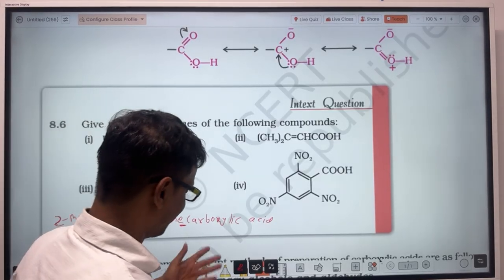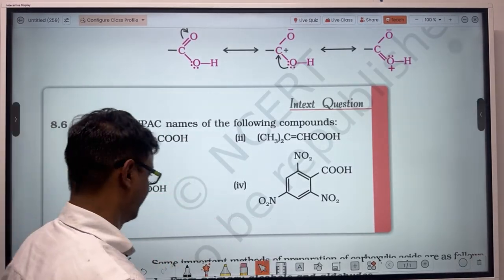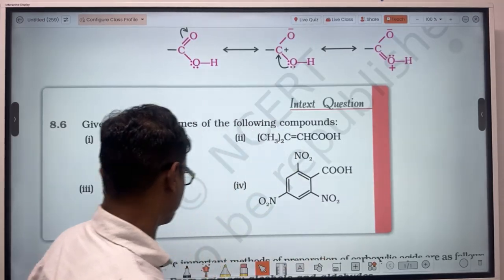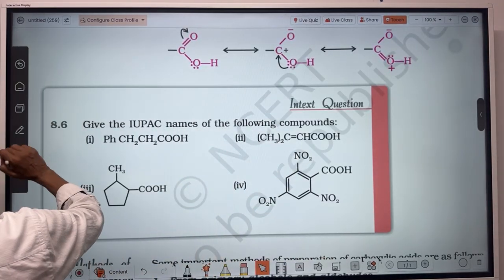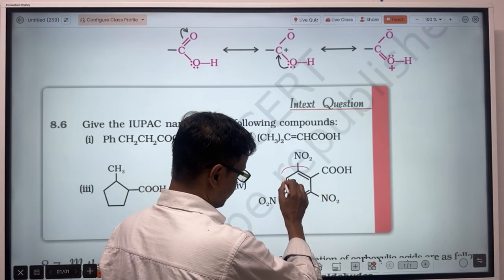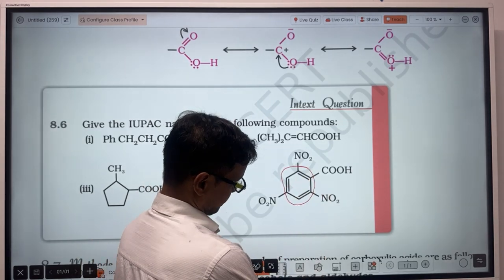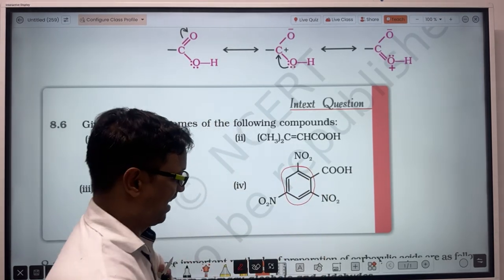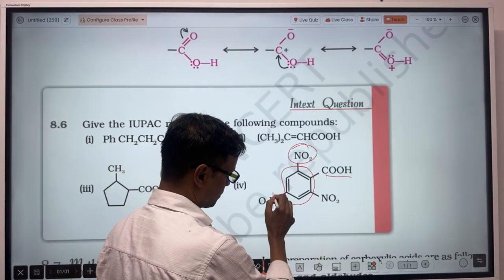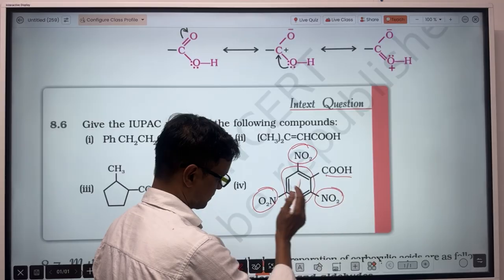Okay guys, it was very easy. This question was also very easy. Now let's see this question. This one is benzene, and the functional groups attached are carboxylic acid, a nitro group, and a nitro group.